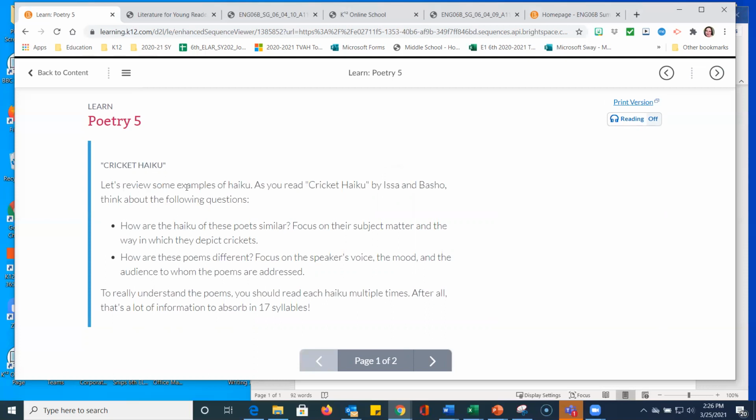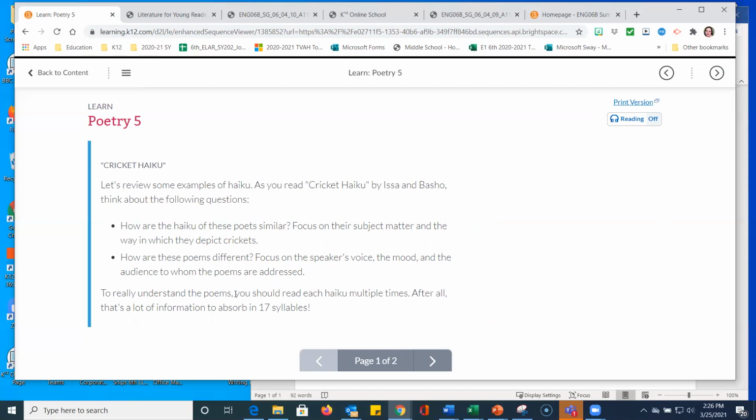Cricket haiku. Let's review some examples of haiku. As you read Cricket haiku by Issa and Basho, think about the following questions. How are the haiku of these poets similar? Focus on their subject matter and the way in which they depict crickets. How are these poems different? Focus on the speaker's voice, the mood, and the audience to whom the poems are addressed.